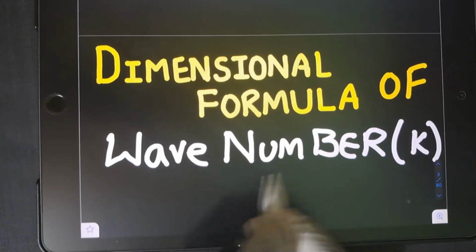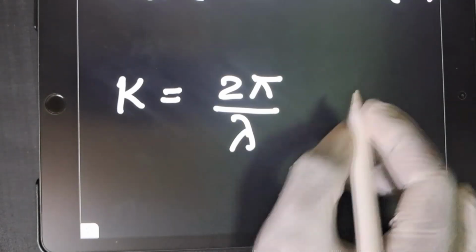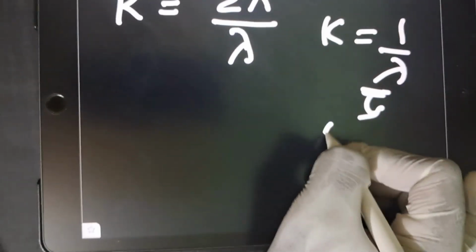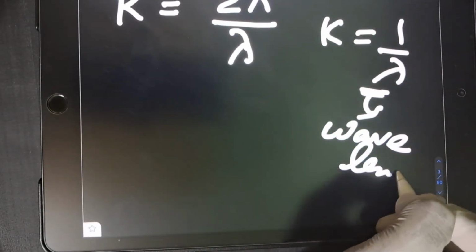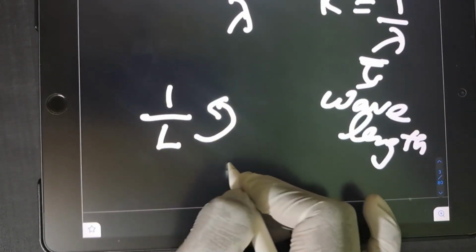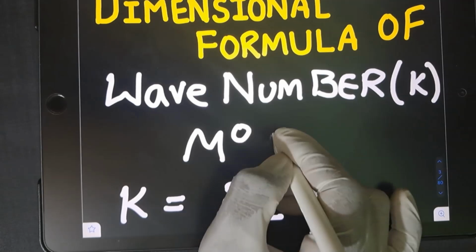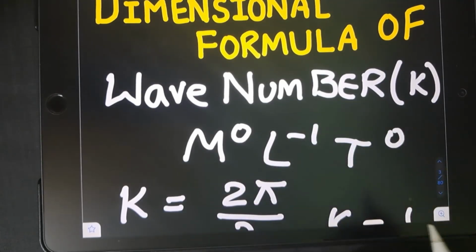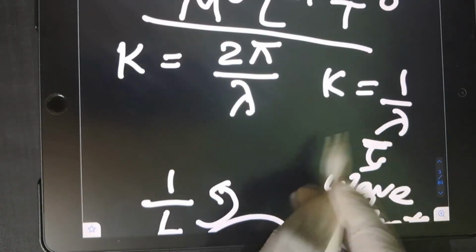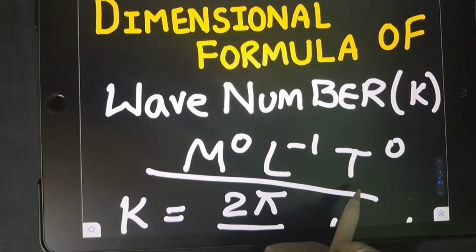To find the dimensional formula of wave number denoted by the letter K, we know that K is equal to 2π by λ. Here λ represents wavelength. So K is equal to 1 by λ, and it is the dimension of length. So it is 1 by L. On inversion of L, we get L^-1. M^0 L^-1 T^0 is the dimensional formula of wave number. K is equal to 2π by λ, where K is equal to 1 by λ, and on reciprocal of length, L^-1 is the wave number dimensional.